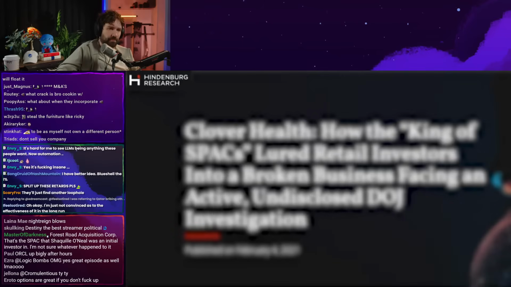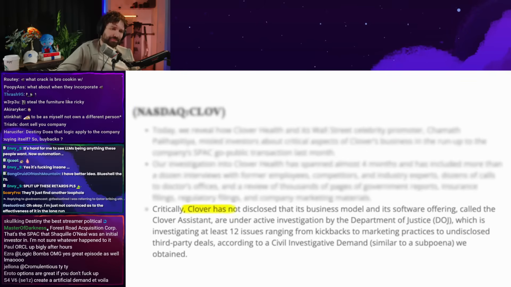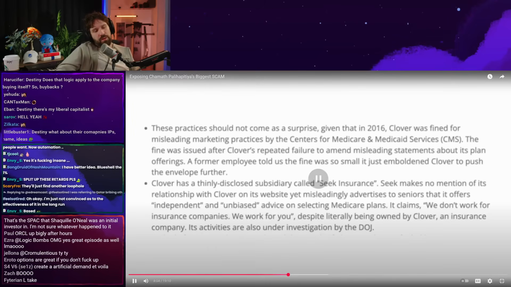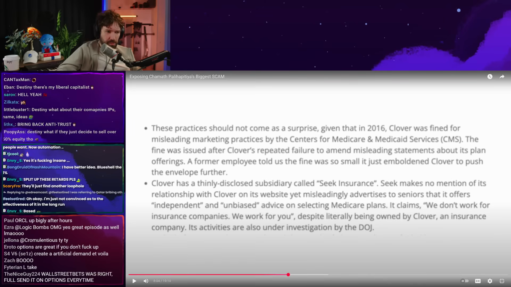Report written by Hindenburg Research accuses Chamath of luring investors into a broken business and not disclosing that the Department of Justice is actively investigating Clover of deceptive business practices. It goes on to detail that... Does that logic apply to the company buying itself, so stock buybacks?